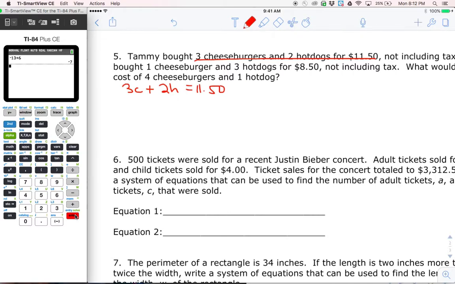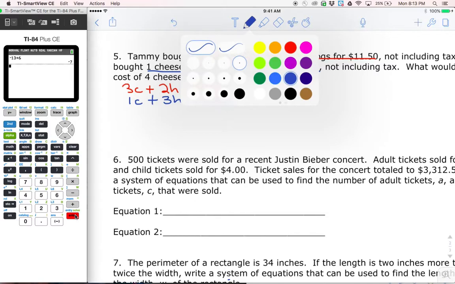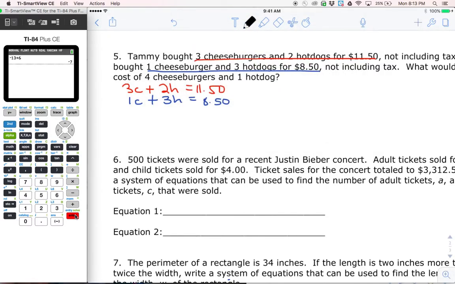Okay, the next one I read is that 1 cheeseburger and 3 hot dogs is $8.50. So 1 cheeseburger plus 3 hot dogs is going to be equal to $8.50. All right, so now we have to solve this. This is a lot like the elimination problem in number 3. If I have a positive 3c up top, I would love a negative 3c on the bottom, so I'm going to multiply by negative 3, because that will give me what I want.